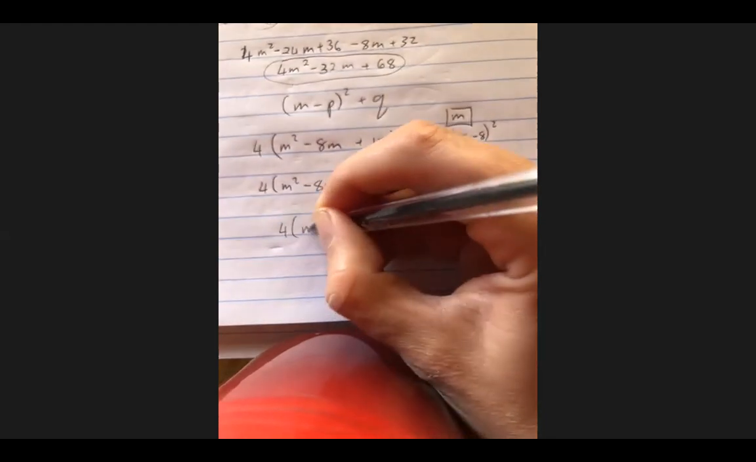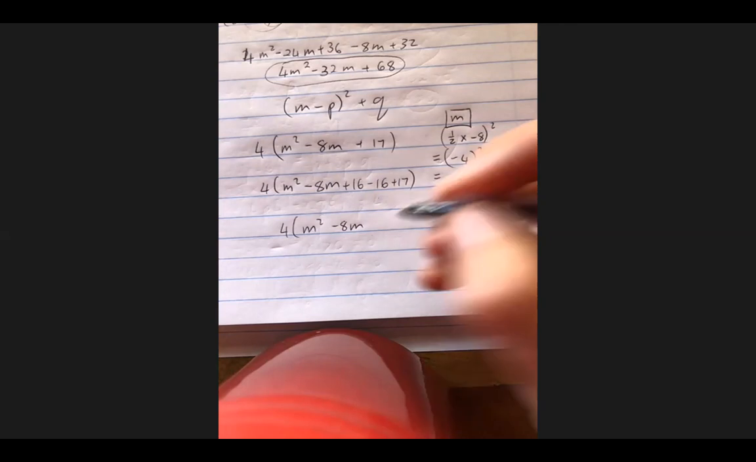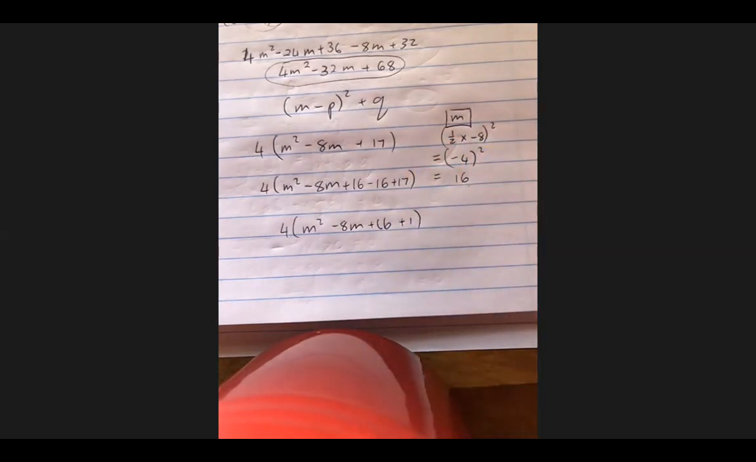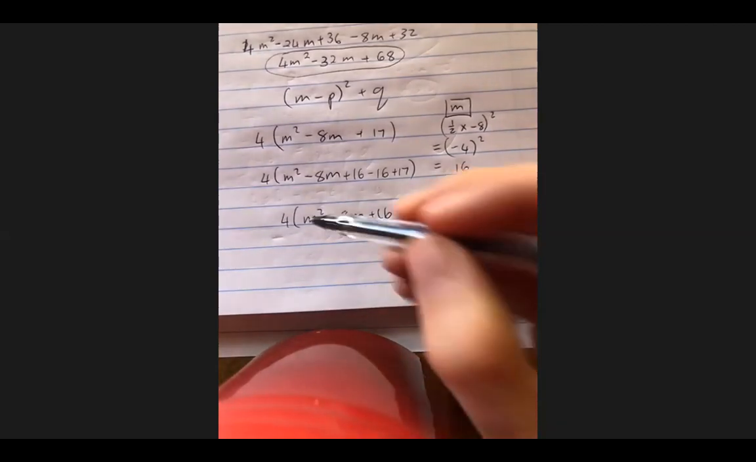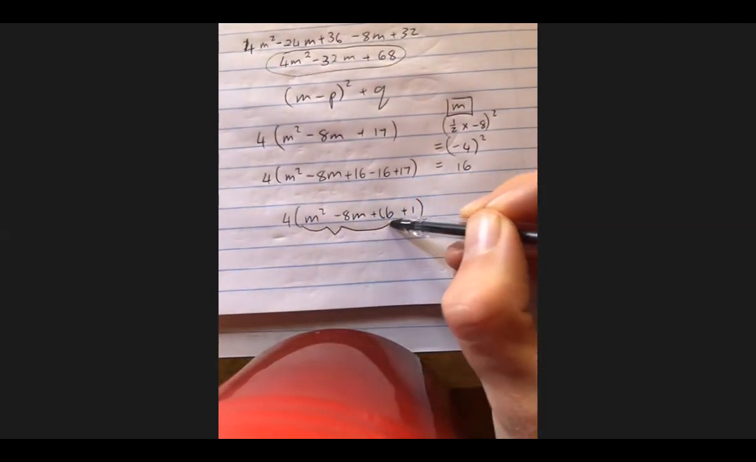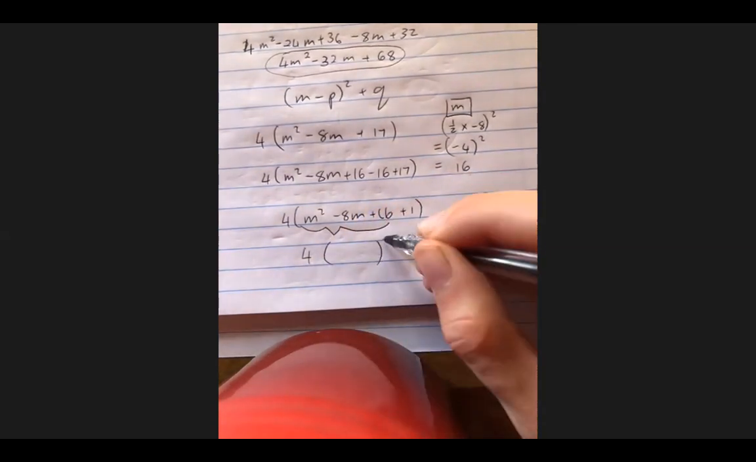And then you have minus 8m plus 16. You can work out what this gives you. This will be plus 1. I'm actually wasting a step because you can already in this step take your first 3 terms and put them in a bracket that is squared.